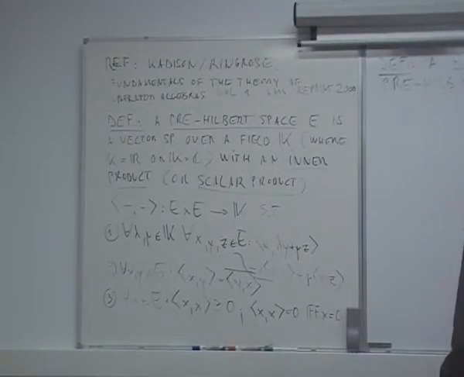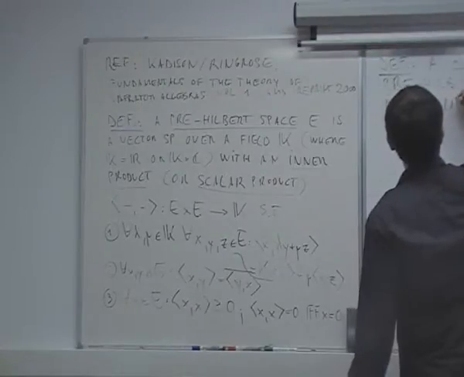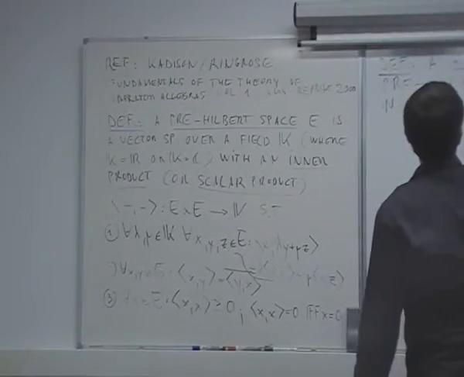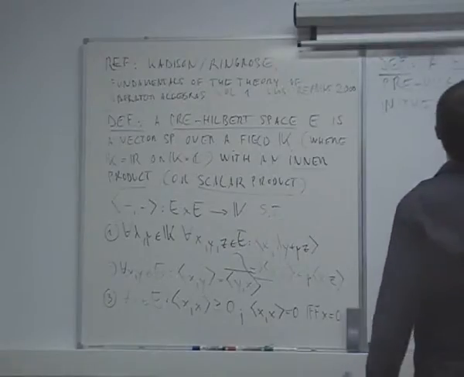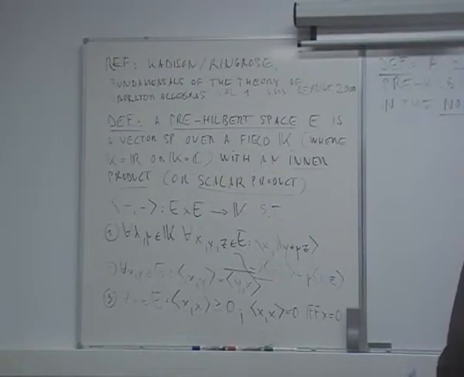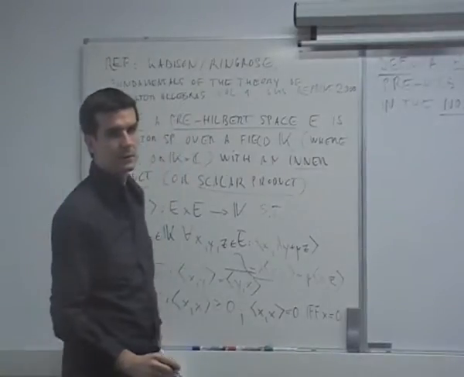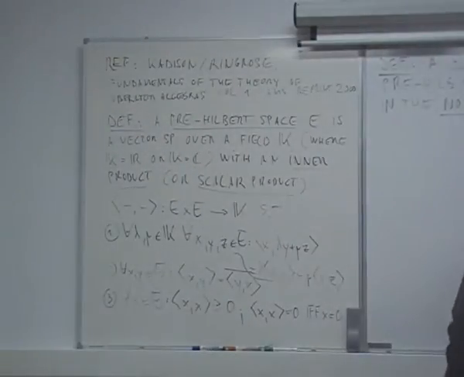That is complete in the norm, which is also to be defined. So the norm of x is the square root of x comma x, which makes sense, of course, due to the third property. So I can form this.